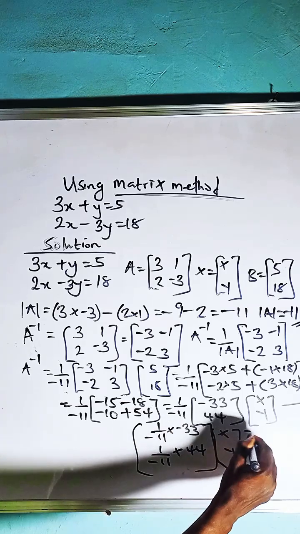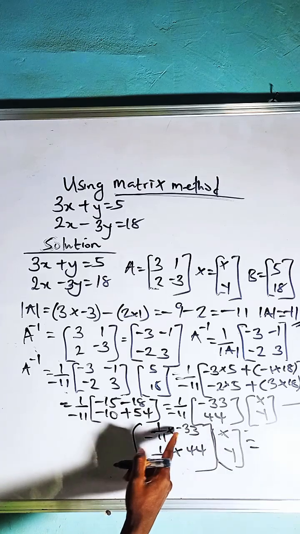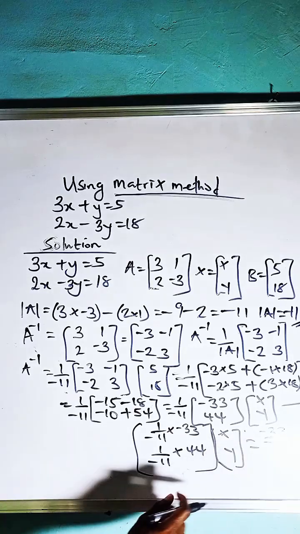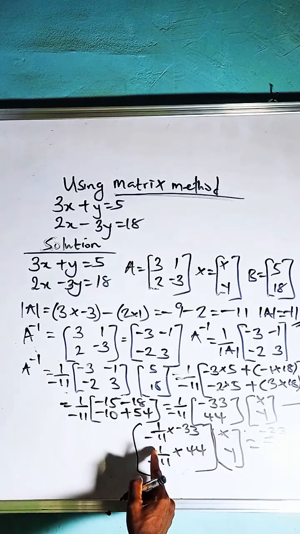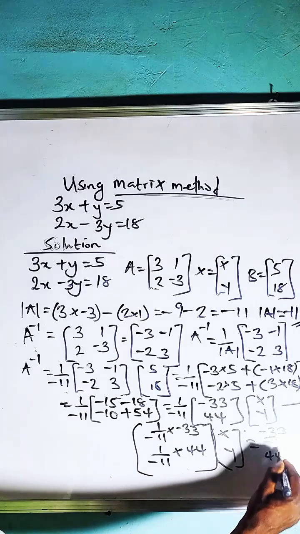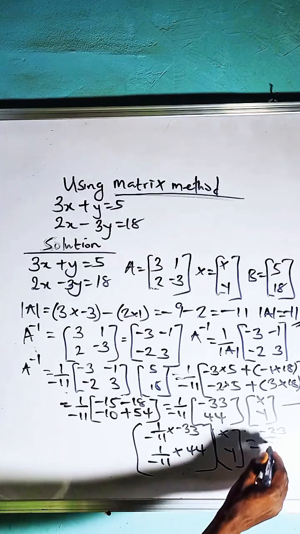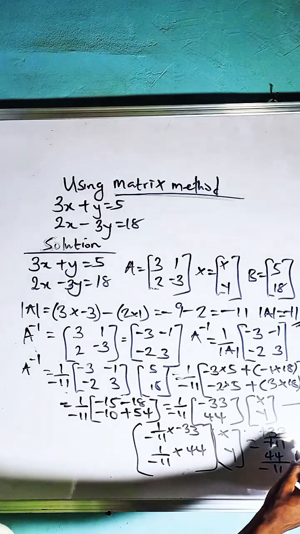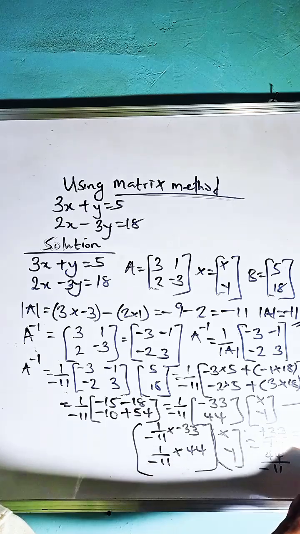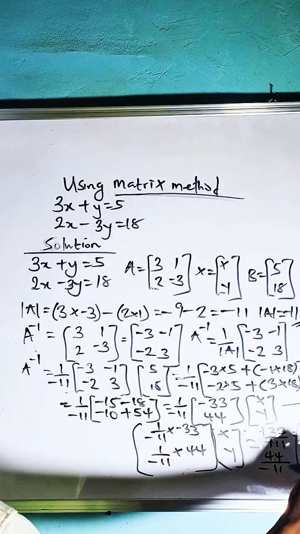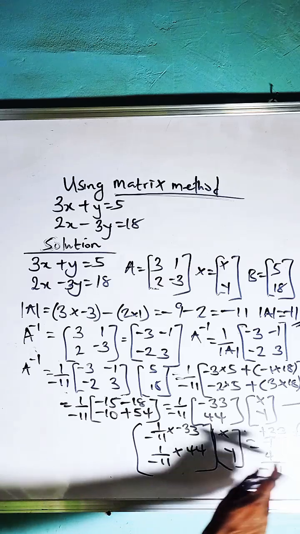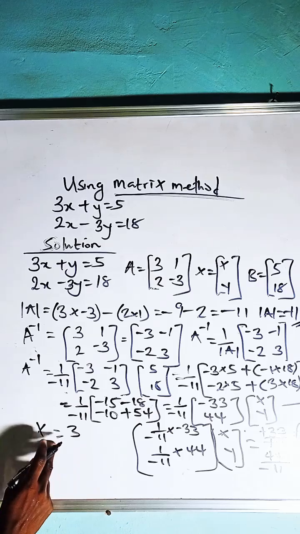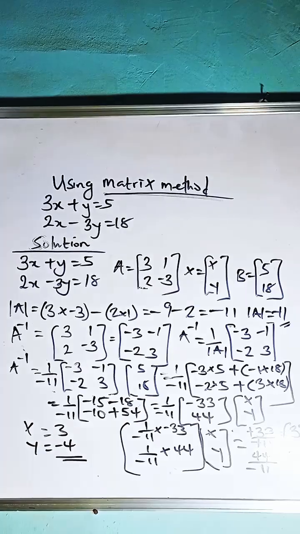When we multiply these together, we have minus 33 over minus 11, and 44 over minus 11. This simplifies to 3, and when we divide the other, we have minus 4. So the value of x is 3, and the value of y is minus 4. So when we use the matrix approach, we have x equals 3 and y equals minus 4. Thank you very much.